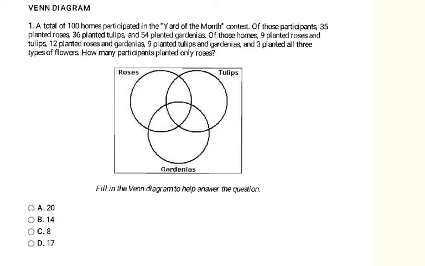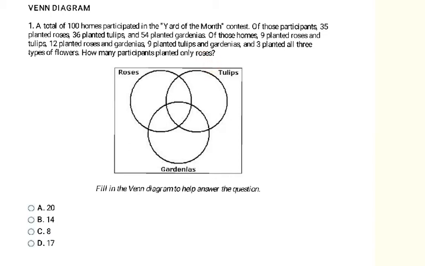All right, so this first one is a Venn diagram, and let's go ahead and read it. A total of 100 homes participated in the Yard of the Month contest. Of those participants, 35 planted roses, 36 planted tulips, and 54 planted gardenias. Of these homes, 9 planted roses and tulips, 12 planted roses and gardenias, 9 planted tulips and gardenias, and 3 planted all types of flowers. How many participants planted only roses?